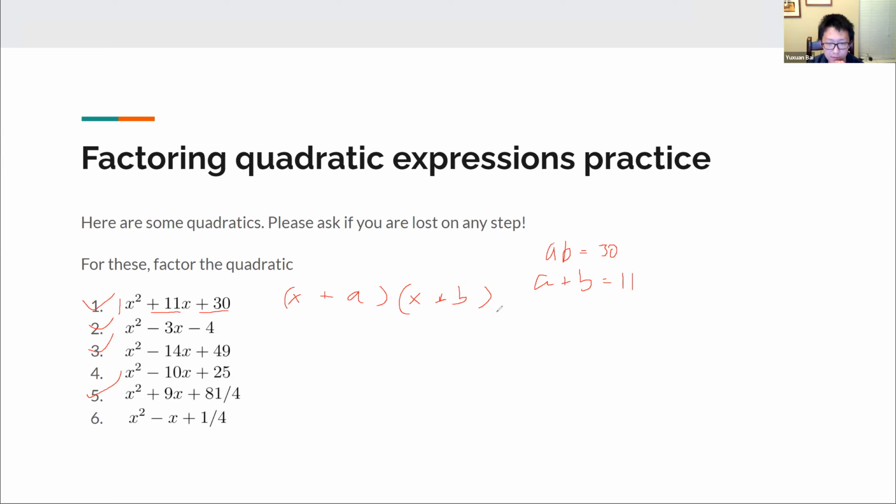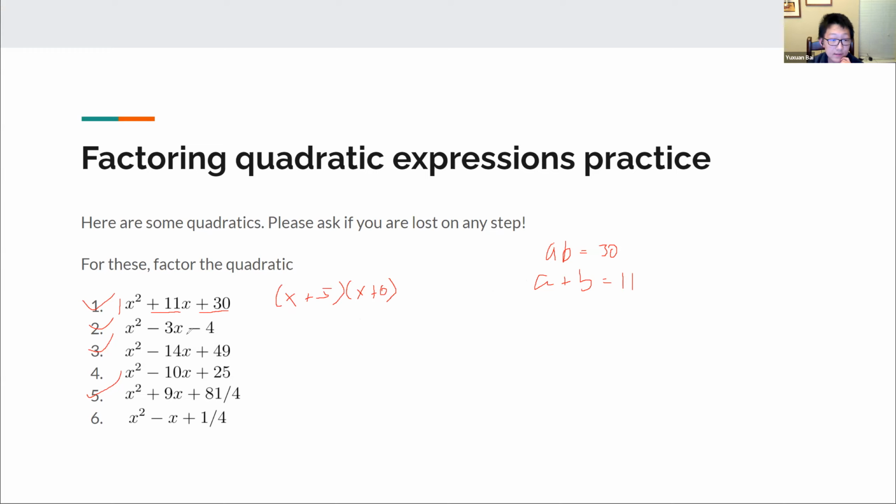And doing a bit of guess and check would be the best way to do this for smaller numbers. And we see that A and B should be 5 and 6. So if I erase this, we see that the answer here would be positive 5 and positive 6, because 5 plus 6 is 11 and 5 times 6 is 30. So this would be x plus 5 and x plus 6.